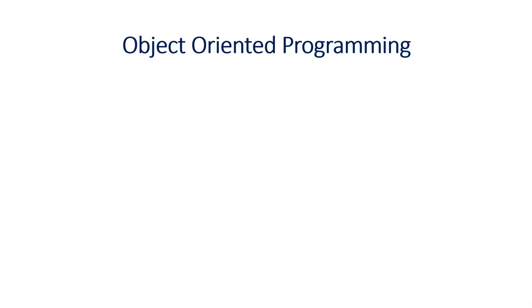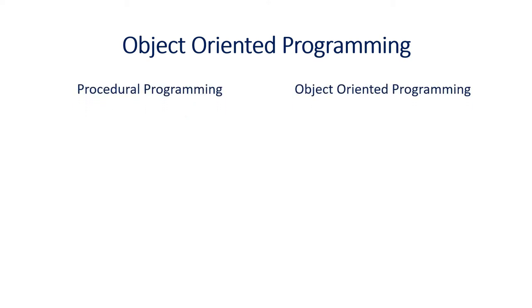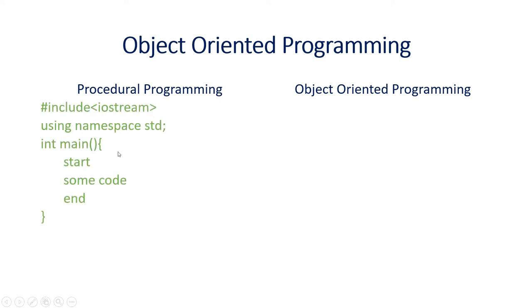Basically, programming can be divided into two main types. One is procedural programming and the other is object-oriented programming. In procedural programming, we have one main function and we write all our code in that function. The compiler reads each line of code until the end, and everything is compiled at the same place.